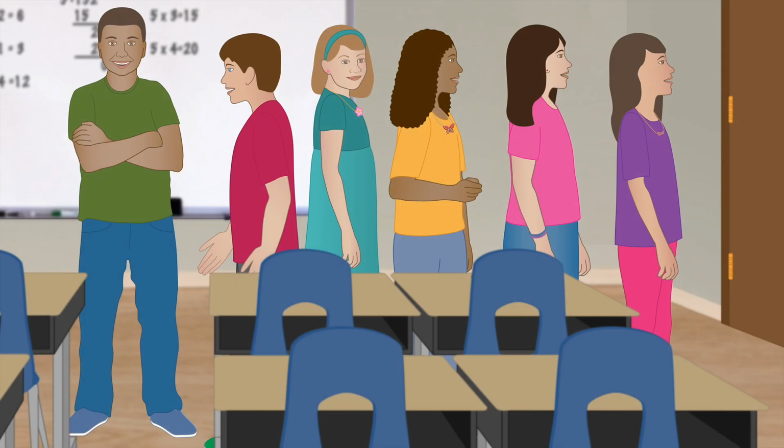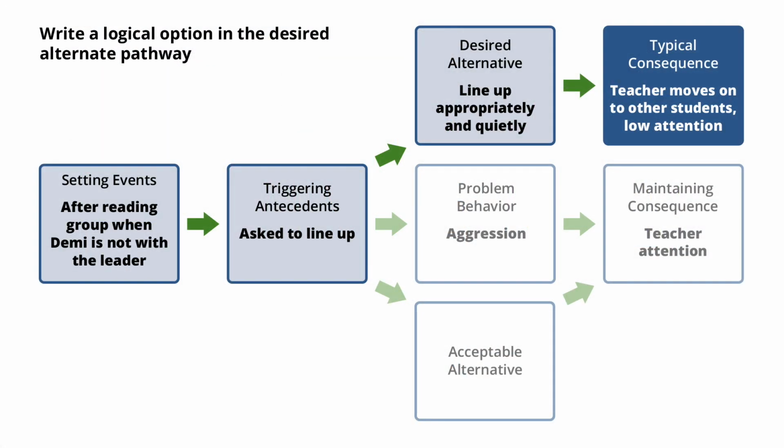The desired alternative is the goal behavior, but most likely won't be the first behavior that needs to be taught to Demi. The main reason that the desired behavior isn't the first behavior taught is because often it isn't functionally equivalent to the problem behavior. Lining up quietly doesn't meet Demi's current need for attention. For Demi, the consequence of the desired behavior is that the teacher moves on to other students and she receives relatively little attention. If Miss Brantley starts with this, Demi's aggression is unlikely to decrease.